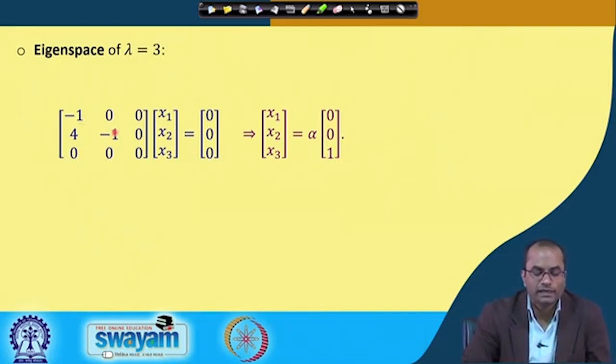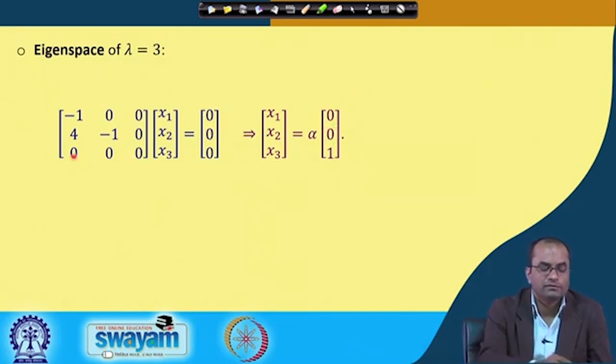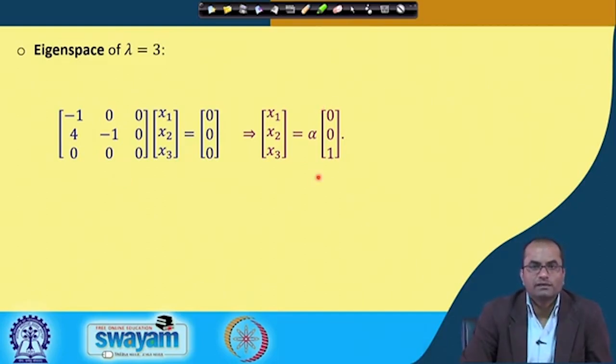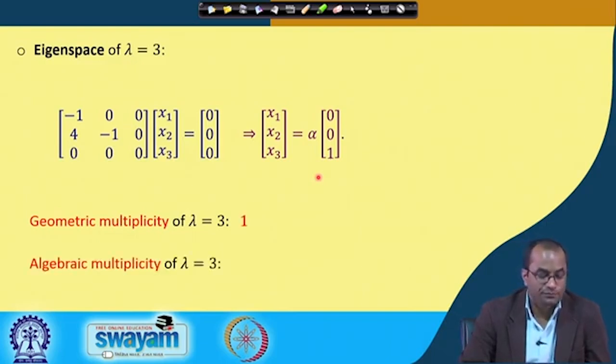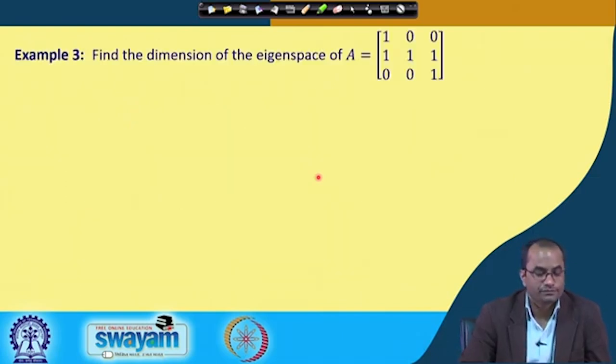So, we will have two pivot elements, and x 3 will be the free variable in this case. Therefore, alpha corresponds to x 3, and x 2 will be 0, and x 1 will also be 0 from this structure of the matrix. So, we get the solution alpha times (0, 1, 1), and as expected, there is only one linearly independent eigenvector corresponding to lambda equal to 3. So, the geometric multiplicity of lambda equal to 3 is 1, and the algebraic multiplicity of lambda equal to 3 was also 1 in this case.